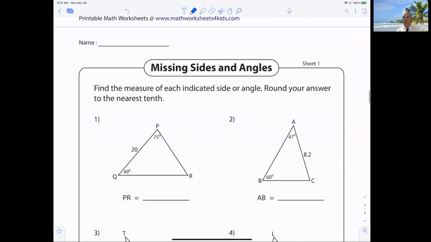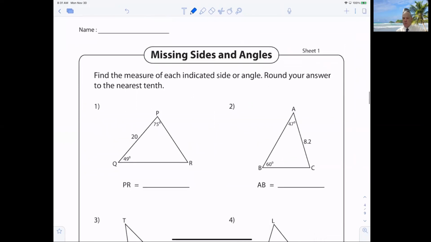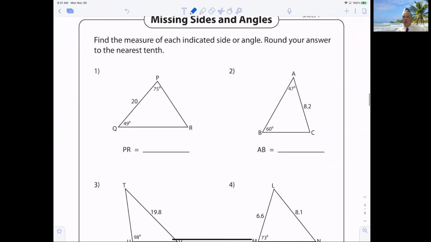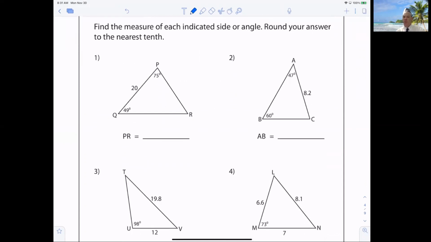All right. So now we got some more problems. Let's go down. Let's look at this odd problem right here. So I'm trying to find PR.